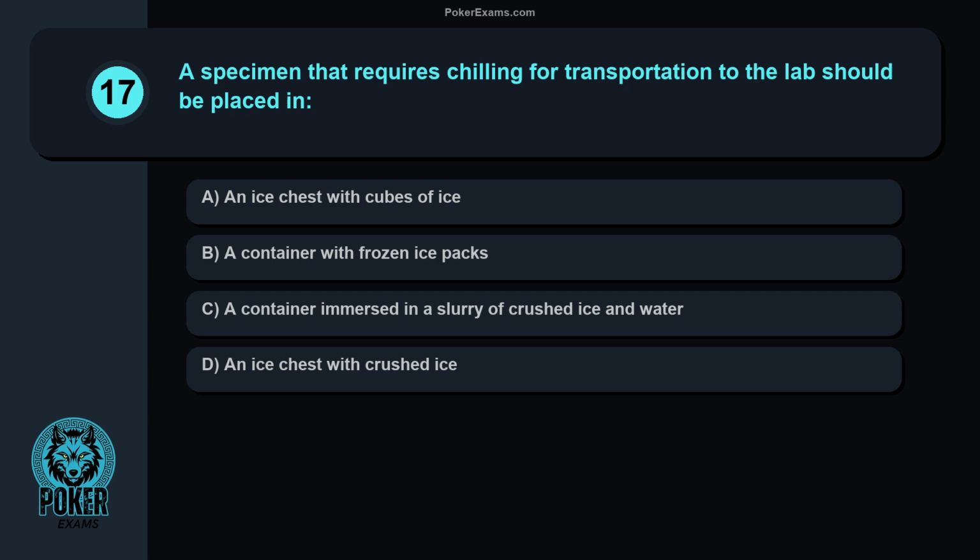Question 17. A specimen that requires chilling for transportation to the lab should be placed in an ice chest with cubes of ice, a container with frozen ice packs, a container immersed in a slurry of crushed ice and water, an ice chest with crushed ice.